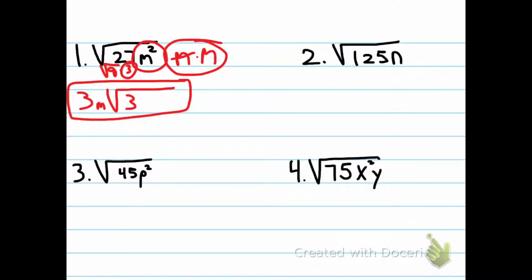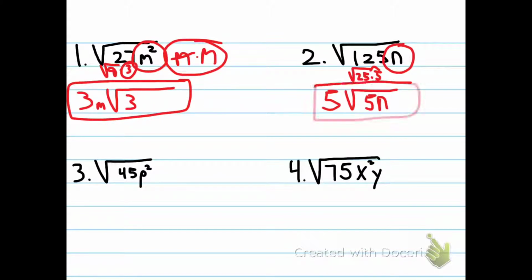So for number 2, we have to find factors that have a square root in it. 25 times 5, and the square root of 25 is 5. And then 5 is left on the inside. And now since we only have one n, we have to just leave it on the inside because we don't have another n to make a pair. So it's 5 root 5n.